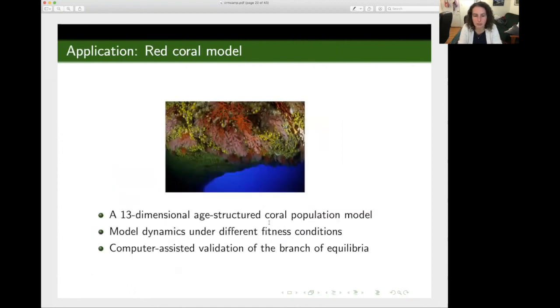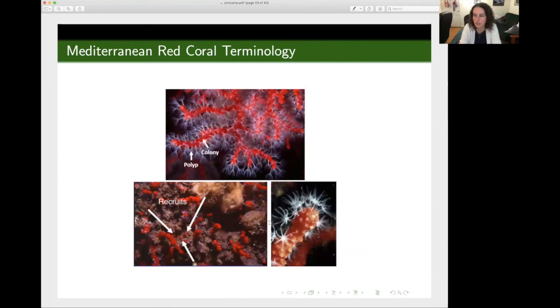What we applied this to was a 13-dimensional age-structured coral population model, and some somewhat unnecessary but beautiful pictures of red coral. The model is based on the idea of a colony. An individual polyp is an individual coral animal, but the polyps live in colonies. When the polyps are born, they're able to move around, and then they join a colony. If they don't join an existing colony, they're called recruits, and they form their own colony.